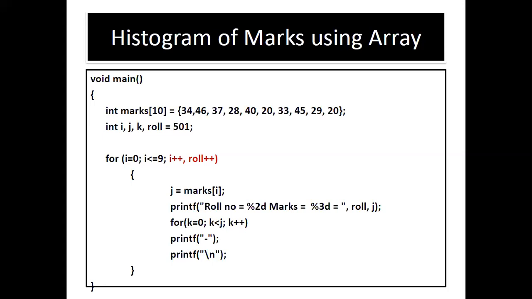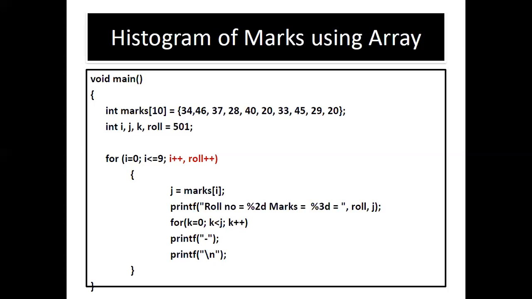And what I have done is this: the idea is that when you pass 34 as marks, it should be represented in the form of a bar line, that is, a histogram. And when you pass 37 or 40, it will show the length accordingly. So I've taken a variable j. In every round of the for loop, j is going to take marks[0], marks[1], marks[2], up to marks[9]. When i is 0, 34 is passed to j.